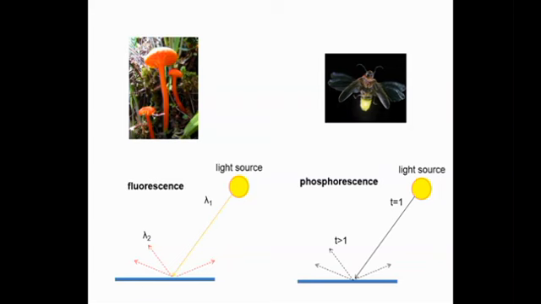So there's also more rare kinds. There's fluorescence. Fluorescence means that light comes in at one wavelength and comes out at another wavelength. And phosphorescence means that light comes in, sticks around for a while, and then leaves at another time, like with a glow stick or something.